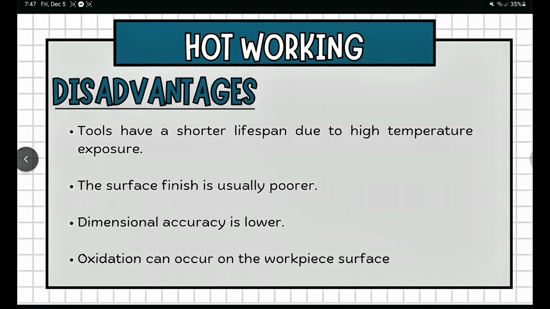The fourth one is oxidation can occur on the workpiece surface. High temperatures promote oxidation on the surface of the metal. This creates scale that must be cleaned off before finishing.